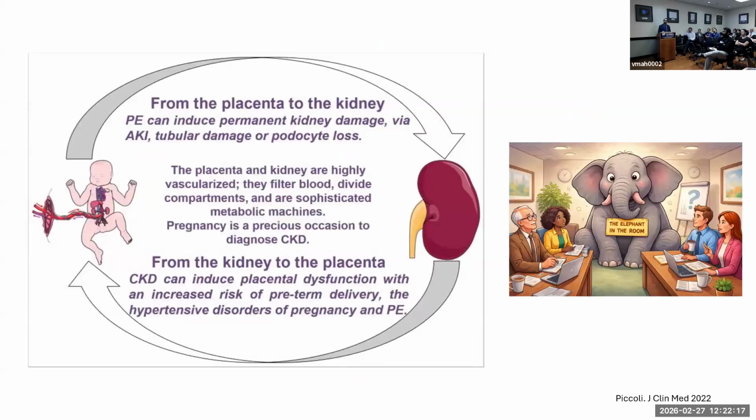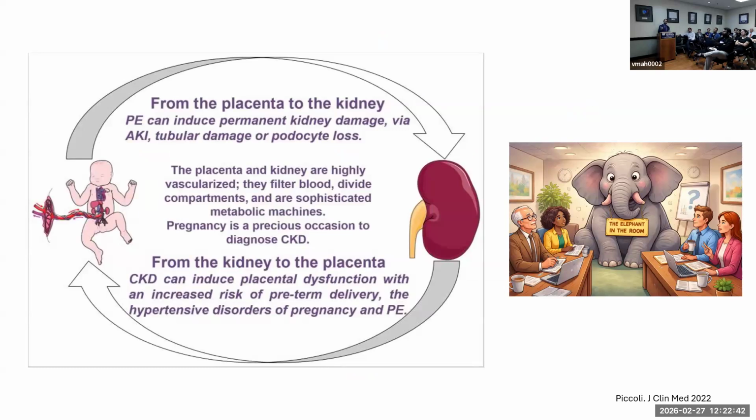Now, what about the elephant in the room, right? Preeclampsia. So this was a nice diagram I found, which says that basically your placenta and kidney are sort of interconnected. The placenta and kidney are highly vascularized. Both of them filter blood, divide compartments, and are sophisticated metabolic machines. And pregnancy might be a precious occasion to diagnose chronic kidney disease.